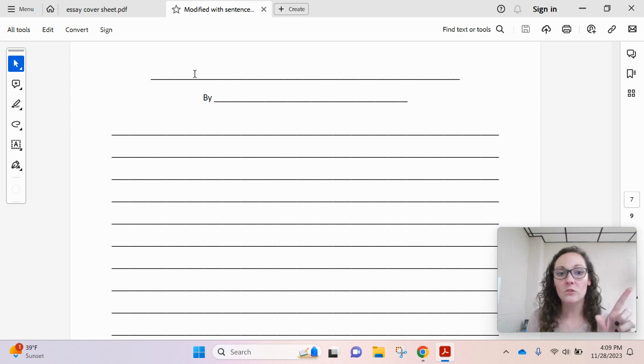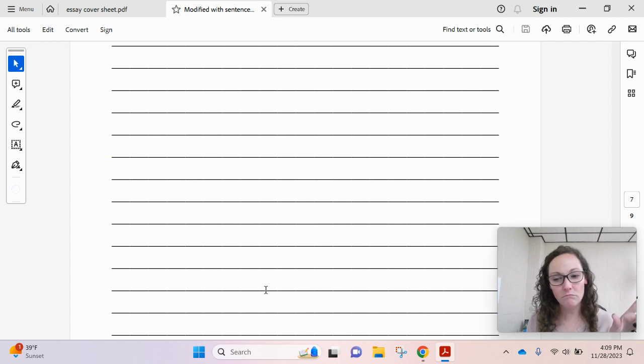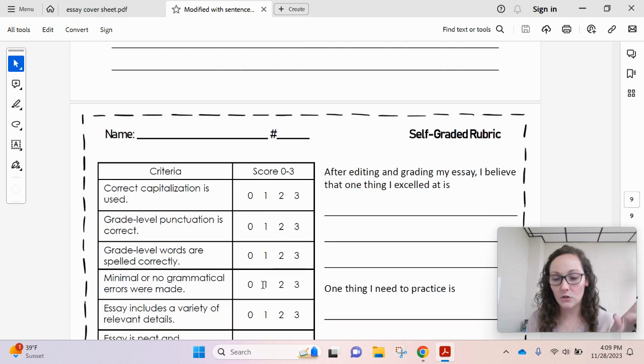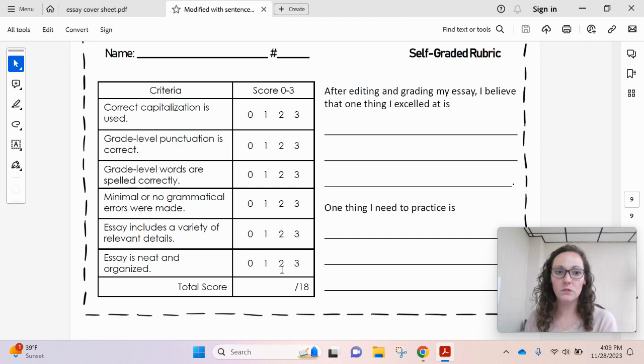So you're going to write your title here that you've already written multiple times, your first and last name here. So for me, it would be Jessica Spear. And then you just start writing your essay. Okay. And it'll be 3 paragraphs. This is handwritten. Okay. And there's multiple pages that are lined for you to write your 3 paragraphs.